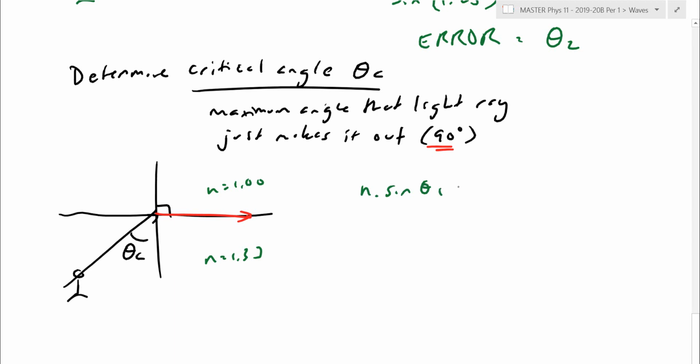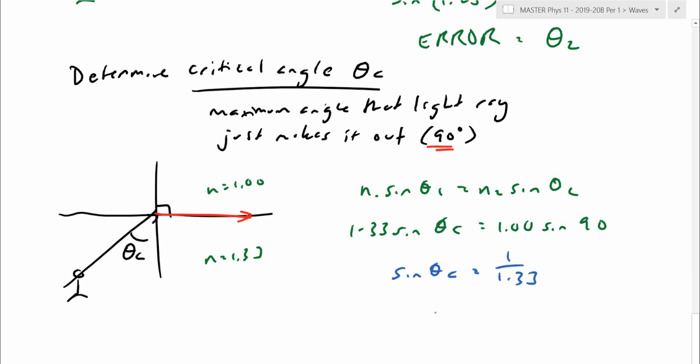N1 sine theta 1 equals N2 sine theta 2. 1.33 sine of some critical angle. This time I don't know what I'm looking for. This is going to equal 1.00 sine of theta 2, which is 90. You can try that for yourself here. Sine of 90 actually equals 1, so this whole term just becomes 1. Sine of theta c is equal to 1 over 1.33, and therefore theta c is the inverse sine of 1 over 1.33. So let's try that calculation out here.